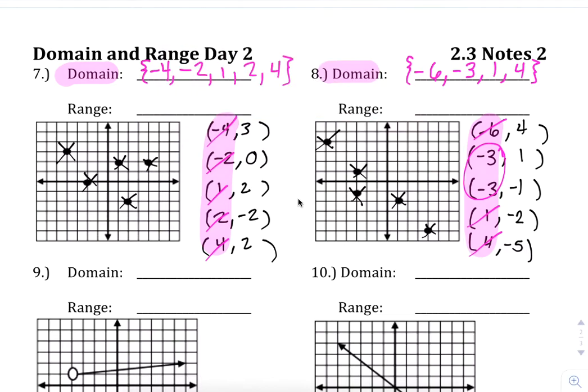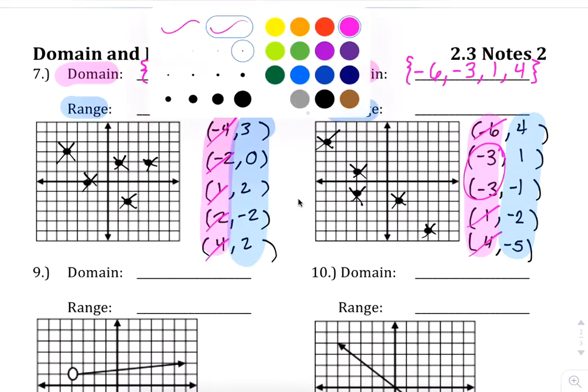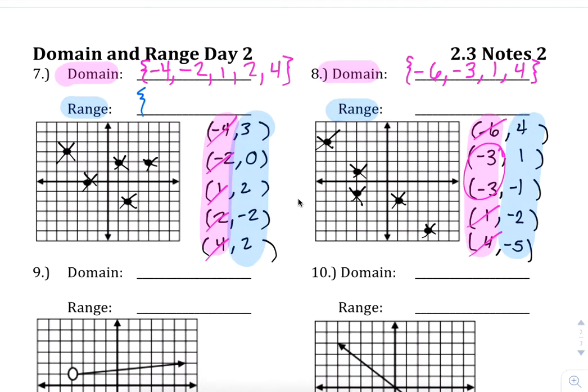Okay? My ranges are going to be blue, remember, so we're going to do the same thing now with the y's for the range. All right, listing them in order. -2 is my lowest number. 0 is in the middle. I have 2 2's. Only put it one time, please. 3 is my biggest y, and we are done with that problem.